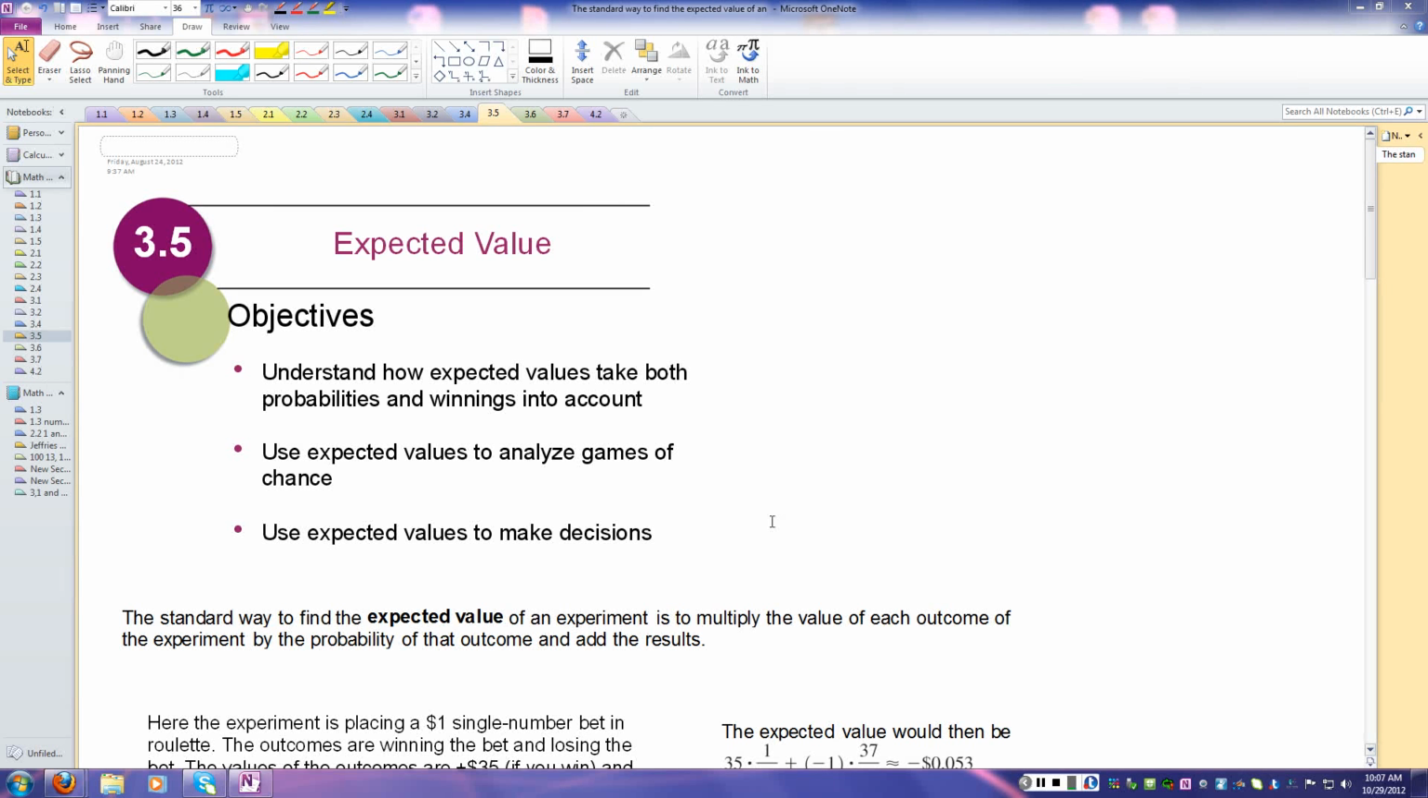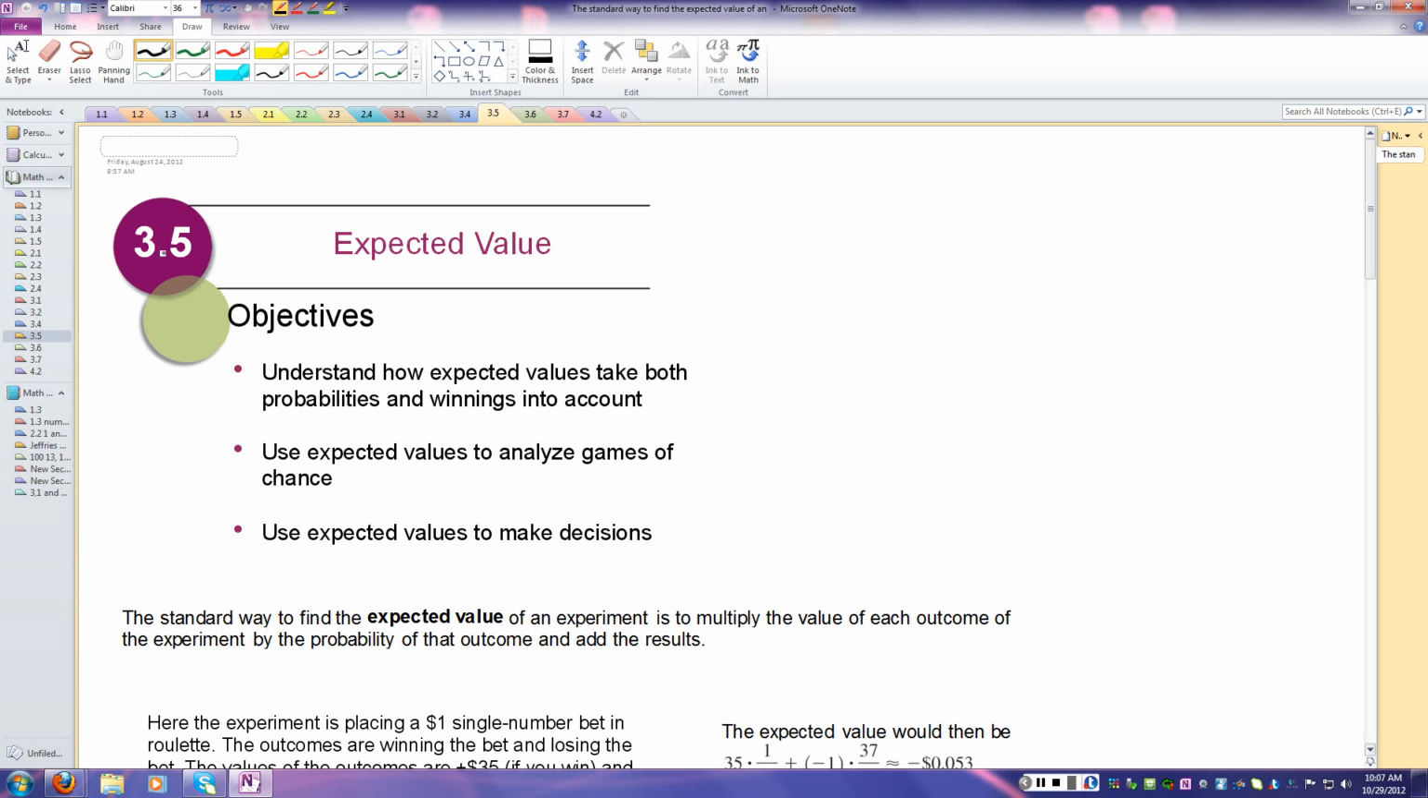This video is going to cover 3.5 expected value. So we're going to continue building on the things we've learned in Chapter 3, and you might actually need to go back and look at certain things like the roulette table, like the odds of winning and stuff like that.